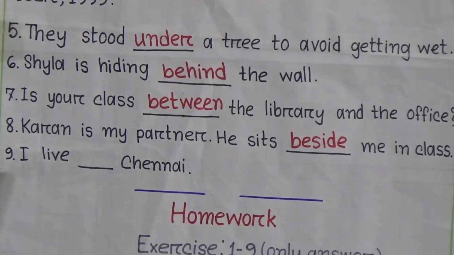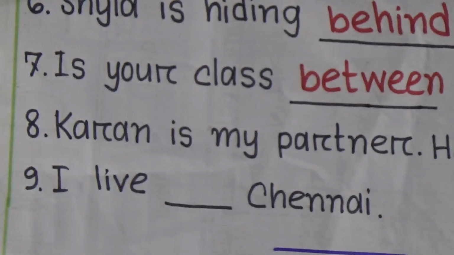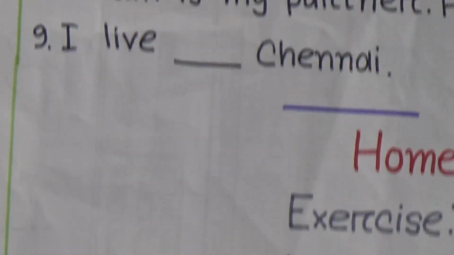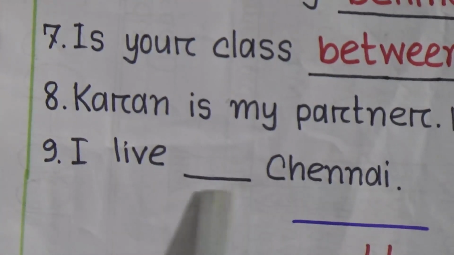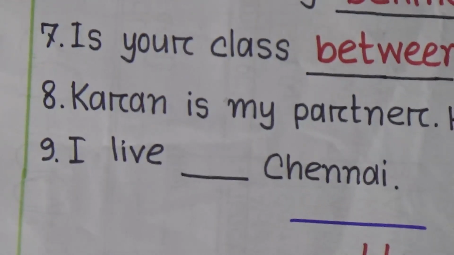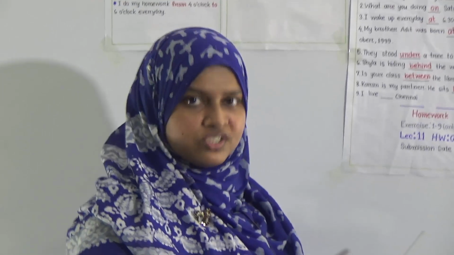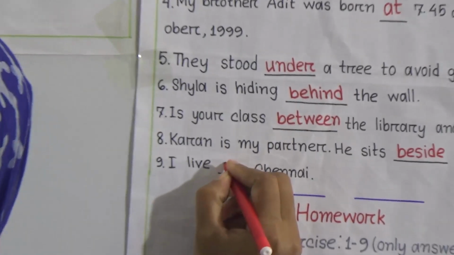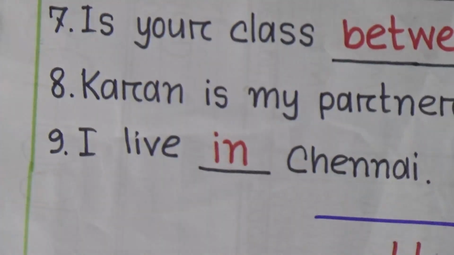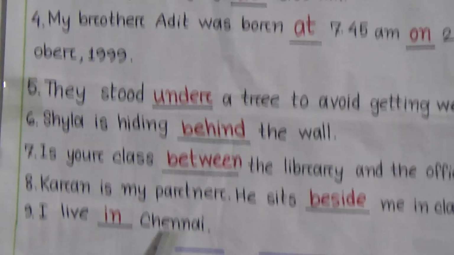Number 9. I live dash Chennai. Okay students, this is very easy. I hope you can guess what will be in the gap. I live gap Chennai. Students, we usually say I live in Dhaka, I live in Chittagong or Chattogram, I live in Sylhet. So here we find the place Chennai. So before our place, we have to use in. I live in Chennai.